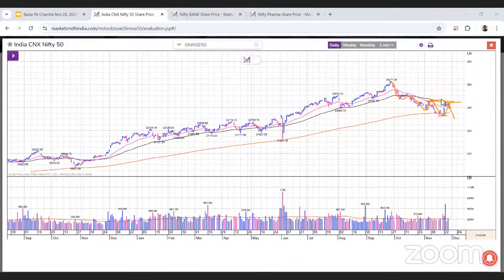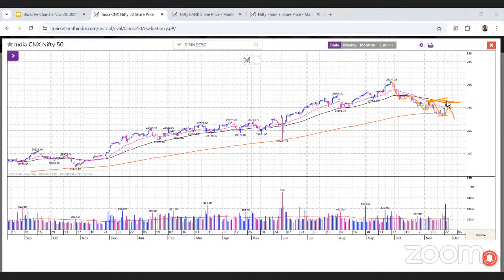Even today, it failed to cross the previous recent lower top. Only beyond that can we say that the market is turning positive on a sustainable basis, but it failed again. And if it breaches the recent lower low, that is around 23,300, 350 to be precise, then we will say that this correction is still in process. But as we mentioned in the last Bazaar Pe Charcha, 23,300 is a strong support area. Why is it a strong support area?